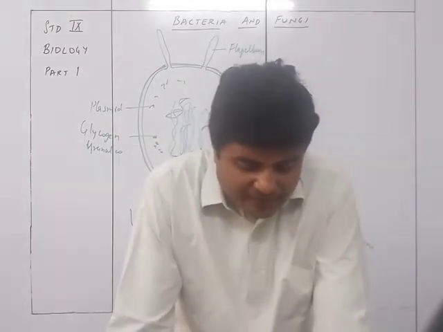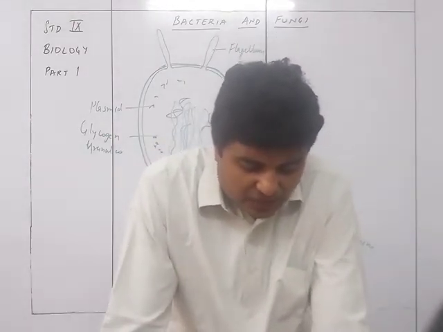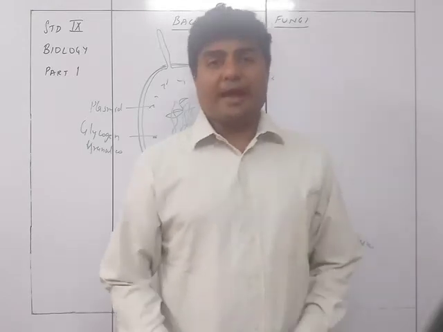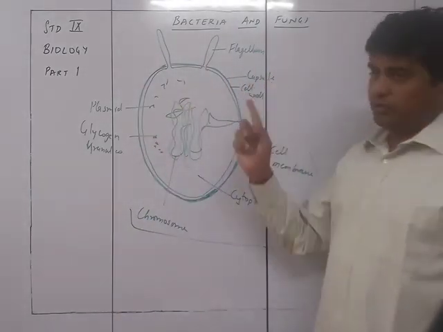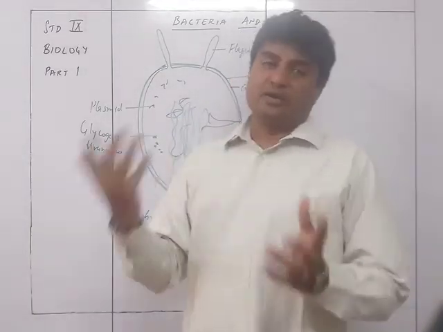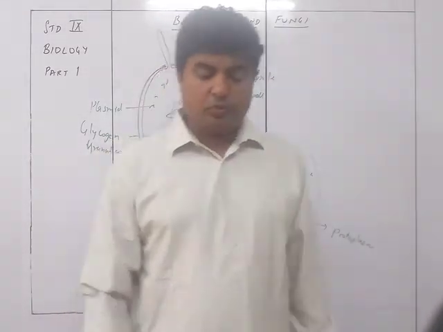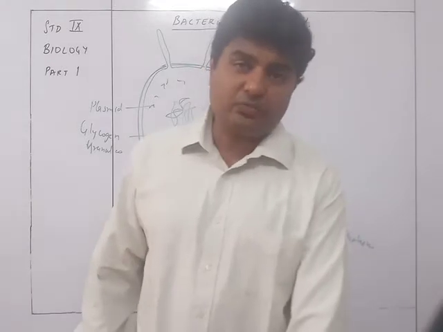Sometimes a slimy protective layer called the capsule is present outside the cell wall. So sometimes outside the cell wall is a slimy protective layer called the capsule, which may be present in certain kinds of bacteria.